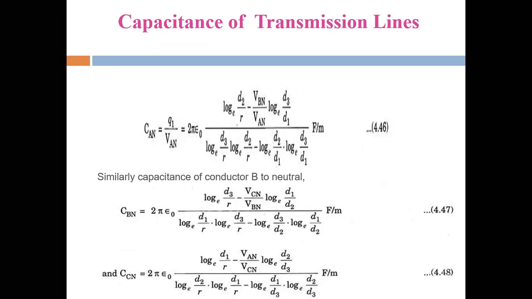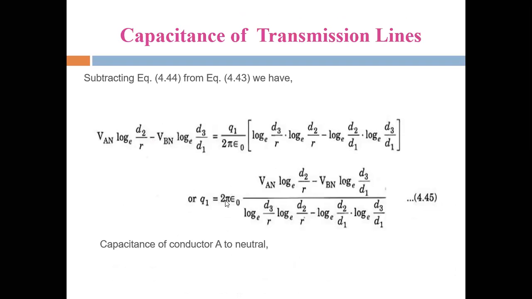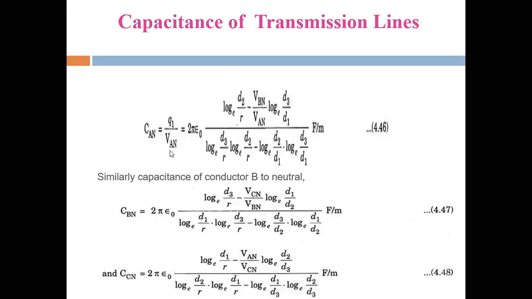Therefore, the capacitance CAN is equal to Q1 by VAN. What is Q1? Q1 is equal to 2 pi epsilon naught, VAN log e D2 by R minus VBN log e D3 by D1, divided by log e D3 by R log e D2 by R minus log e D2 by D1 log e D3 by D1. This is Q1 by VAN.